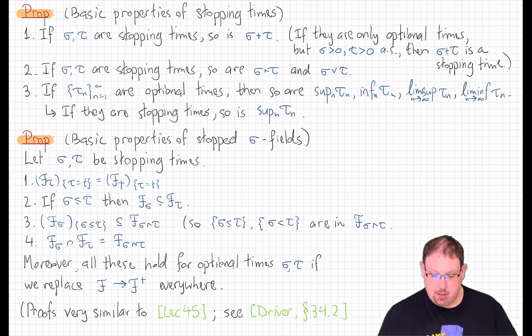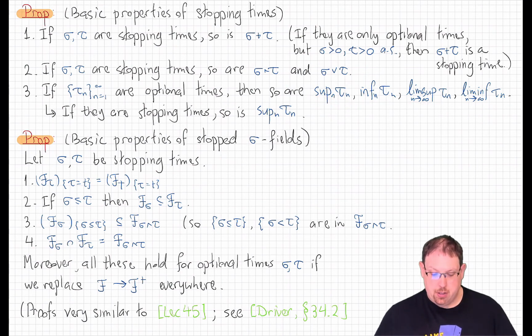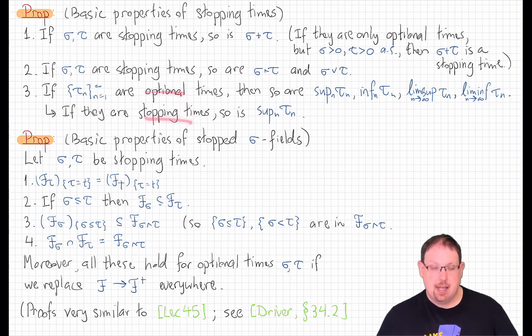If sigma and tau are stopping times, so is their maximum and their minimum. And if tau_n is any sequence of optional times, then their supremum, infimum, lim sup, and lim inf are also optional times. If we assume they're stopping times, then their supremum is always a stopping time. The other ones need not be, however, but they will, by what we said above, always be optional times, since any stopping time is an optional time.